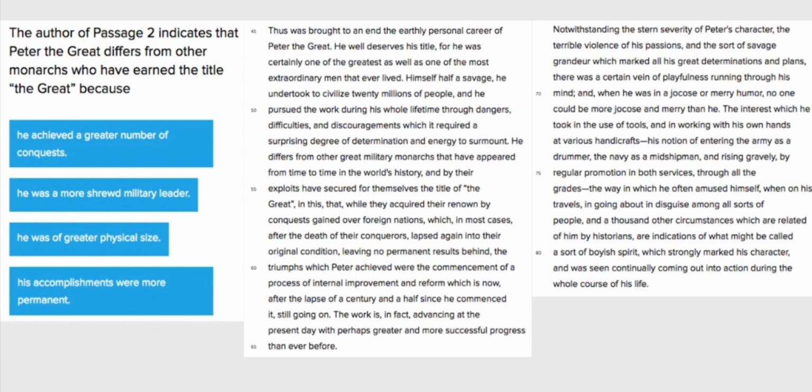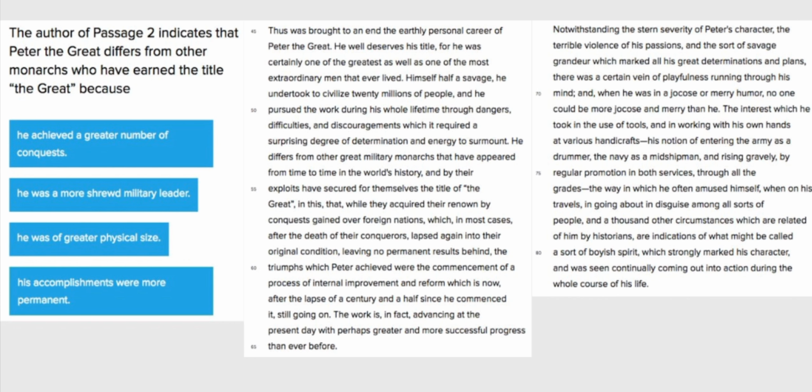Okay, so now we're into a question that is attached to passage 2. The author of passage 2 indicates that Peter the Great differs from other monarchs who have earned the title the Great because. Okay, so this is another one of these questions where we're going to need to try to remember where we found this in the passage, or we're going to need to scan through the passage to look for some kind of a key word.